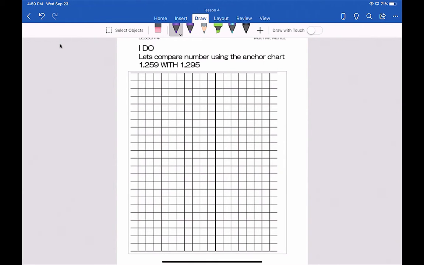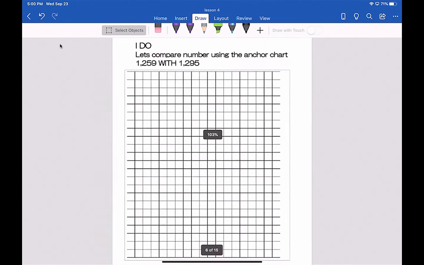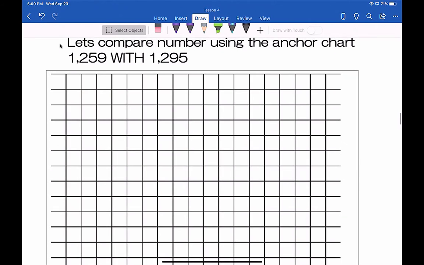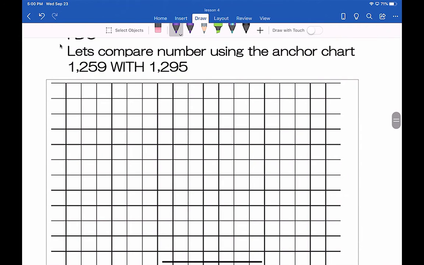So let's use the place value chart that we just saw. The first step is you need to write the place value chart. So this is the grid paper. Basically, you go here, you make a line. We have 1, 2, 3, 4 digits. So we do it for 4 digits.